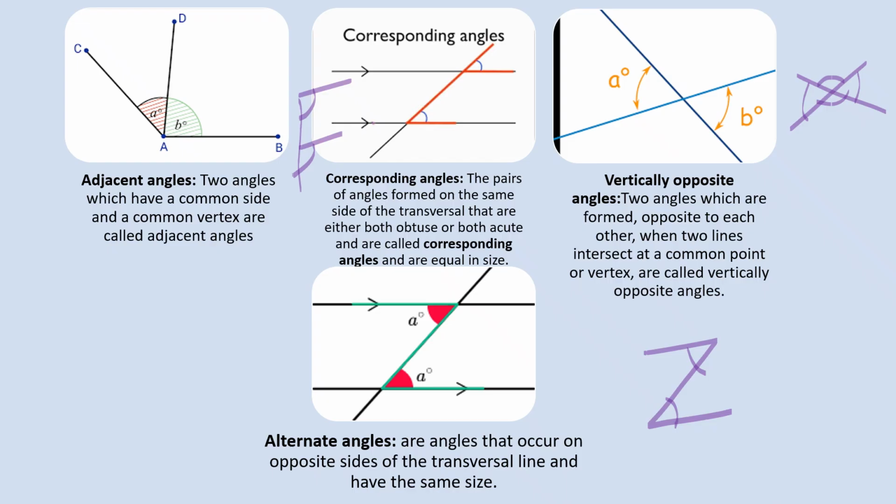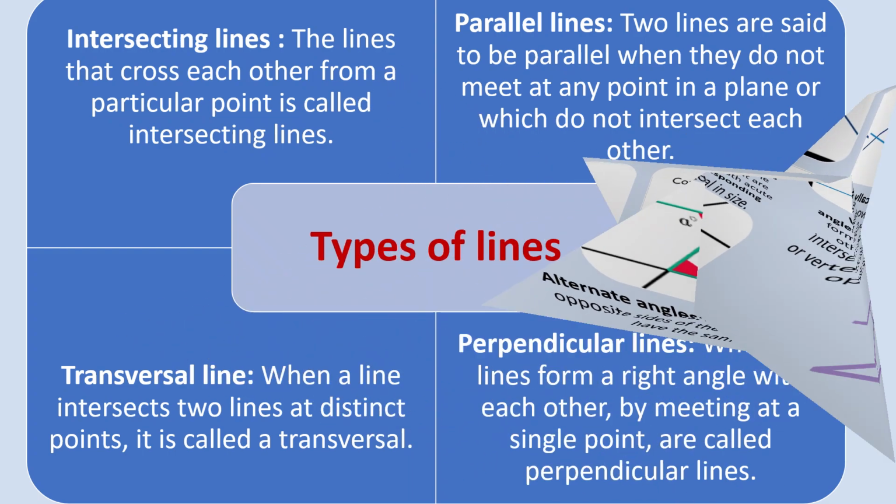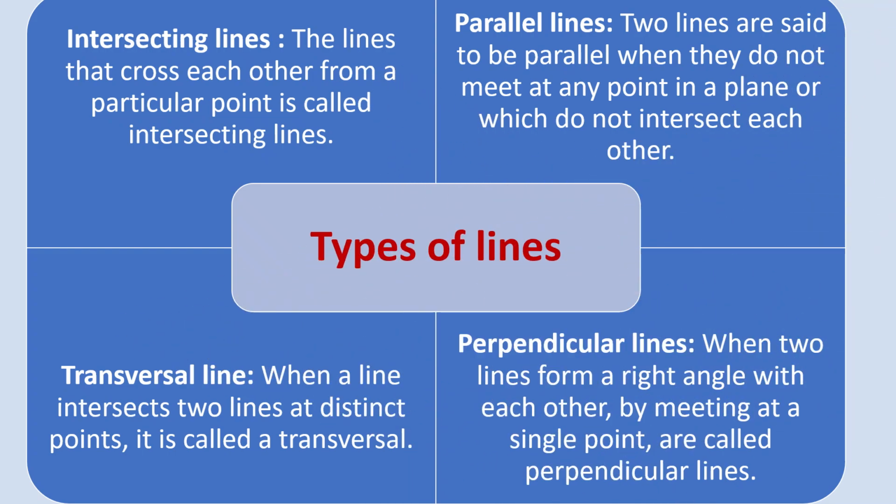Okay, so if you are getting angles in these forms, then they are respectively known as: if F, then corresponding; if X, then vertically opposite angles; and if they are making Z, then they are known as alternate angles. Now let's see the next one we have with us, different types of lines.